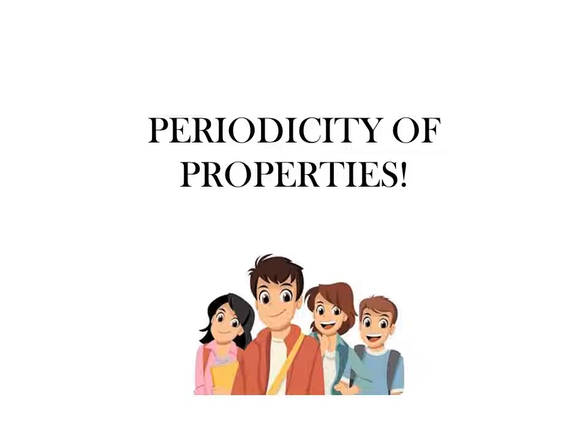Before we start the trends of properties in the periodic table, a few basic things you have to keep in your mind. Number 1, elements are arranged in the periodic table in order of increasing atomic number. Number 2, in the same period, more electrons are added in the same shell. In the group, the number of shells is increasing.